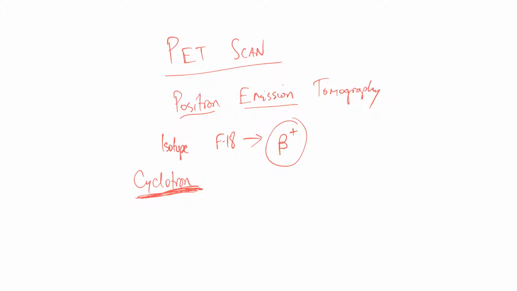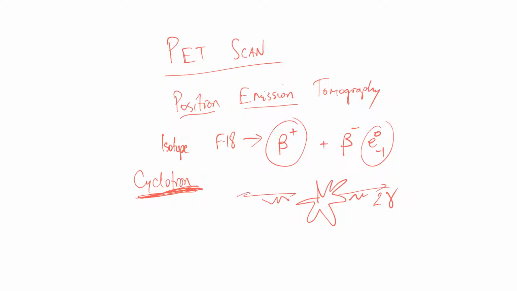As the substance emits these positive beta particles, they meet up with your normal electrons inside your body. Those electrons, when they meet a positron, annihilate each other, and out come gamma rays. Actually, two gamma rays, and they come out at 180 degrees to each other. So one in this direction, one in this direction.